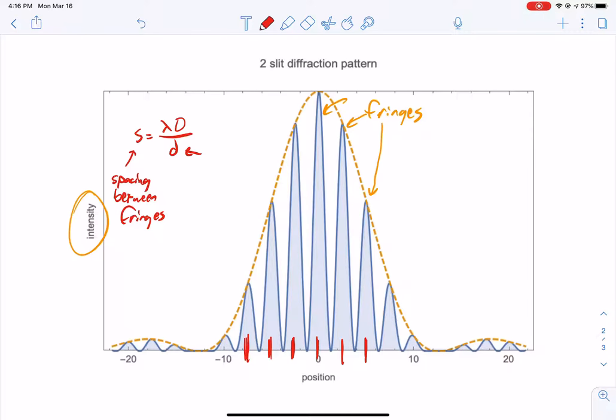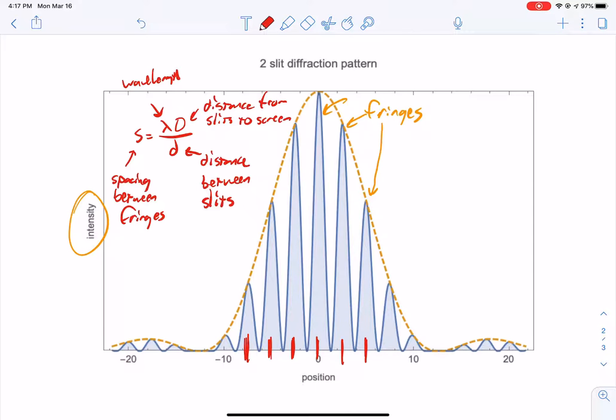Lowercase d is the same lowercase d we've used before. This is the distance between slits. Capital D is the distance from slits to screen. And lambda here is, of course, the wavelength.